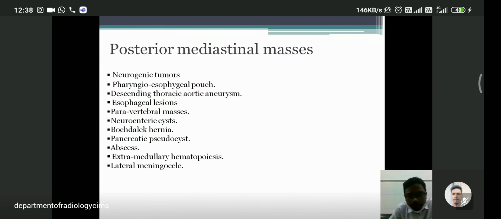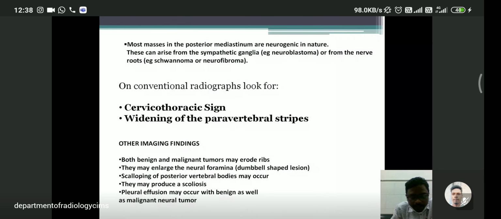Next and the last is the posterior mediastinal masses that usually contain neurogenic tumors. Apart from this, esophageal lesions, paravertebral masses, neuroenteric cysts, hernias, pancreatic pseudocysts, paravertebral abscess, or extramedullary hematopoiesis may also be a posterior mediastinal mass. So, if we are looking at the conventional X-ray, we should focus on the cervicothoracic sign and the widening of the paravertebral stripes.